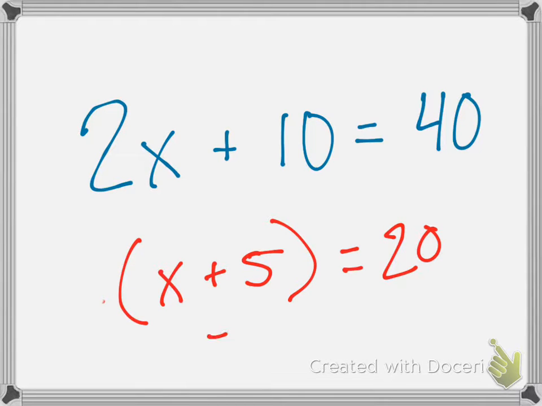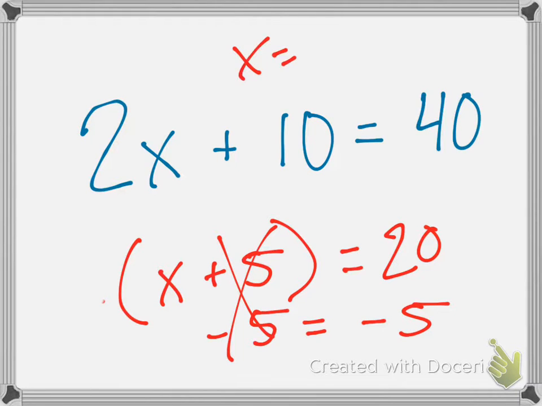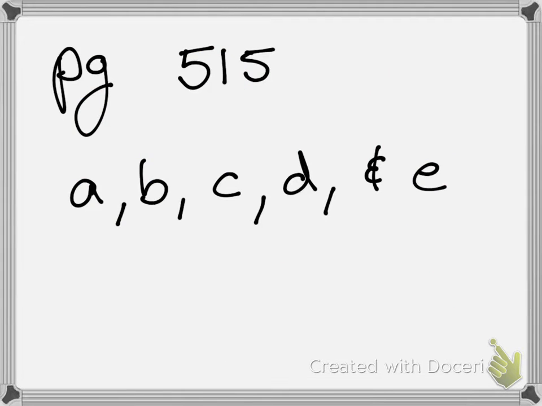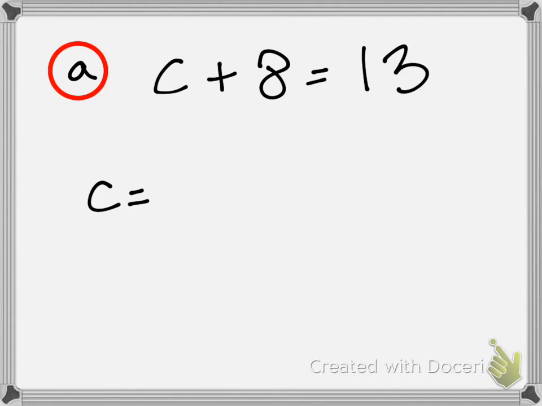We want to isolate that. We do negative 5 is equal to negative 5. Those go away. 20 minus 5 is 15. Again, we would get x equals 15. In future math, this method will very much help, I promise. So, go to page 515 and do A, B, C, D, and E. Now, you don't necessarily need to use my method for this now, but it's just good to know of it.